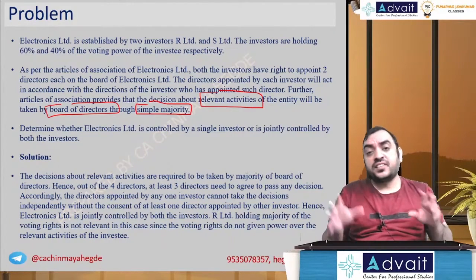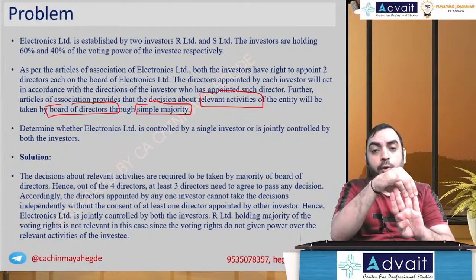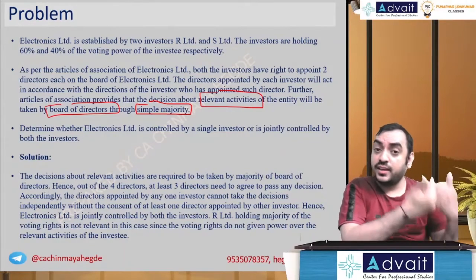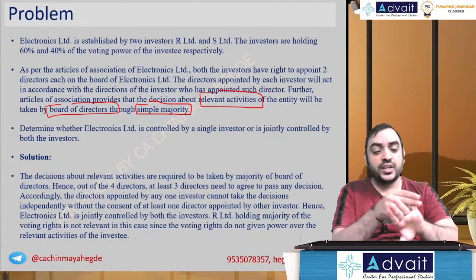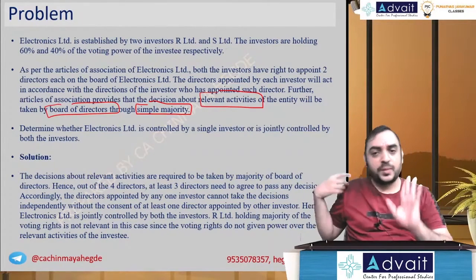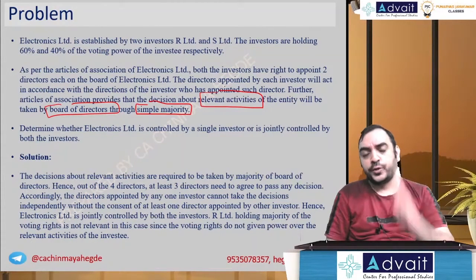How many directors are there? Four. Two appointed by the 60% holders, two appointed by the 40% holders. They also said they will listen to their respective appointers. So two directors will listen to the 60% holders. The remaining two directors will listen to the 40% holders. So there are totally 2 plus 2, 4 directors.